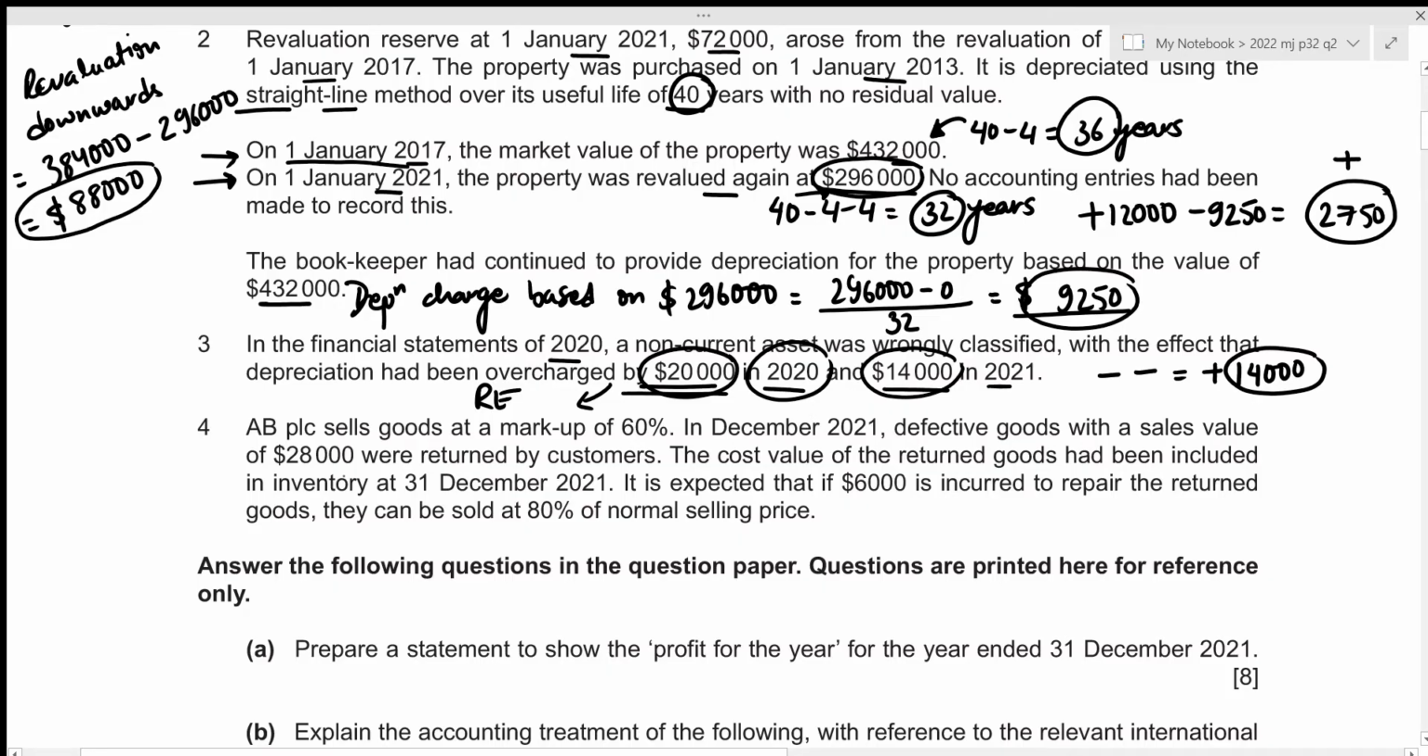Now let's move towards the fourth one. AB PLC sells goods at a markup of 60%. In December 2021, defective goods with a sales value of 28,000 were returned by customers. So this is the sales value. Let's figure out its cost.